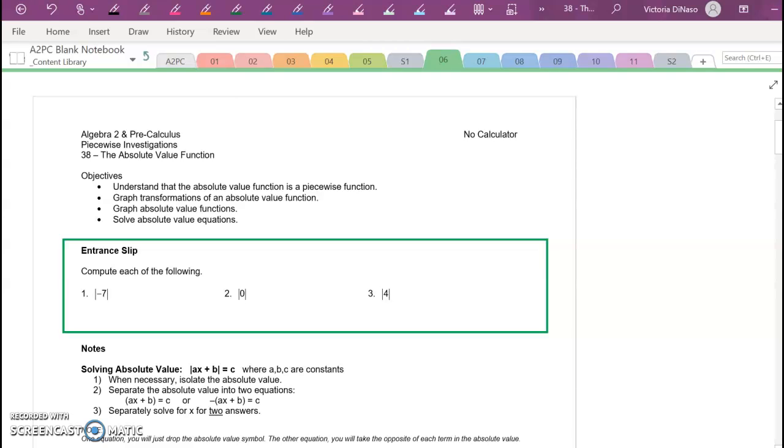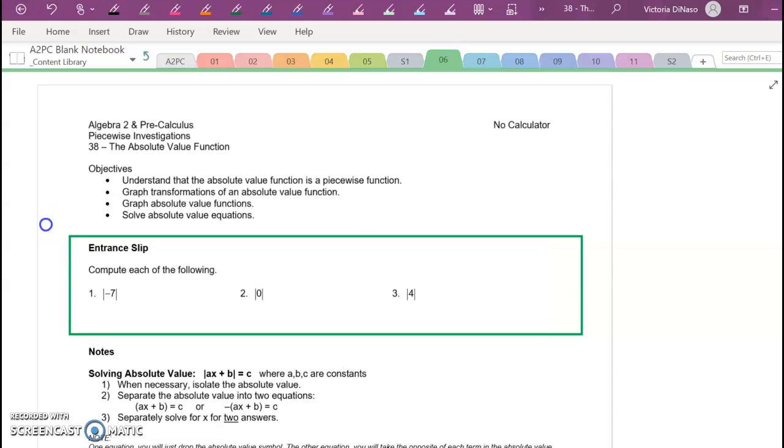Right, so in section 38, we're actually going to split this up. We're going to start by solving and writing absolute value functions, and then from there we're going to go to graphing transformations of an absolute value function and graphing absolute value functions. So starting, go ahead and compute this entrance slip.